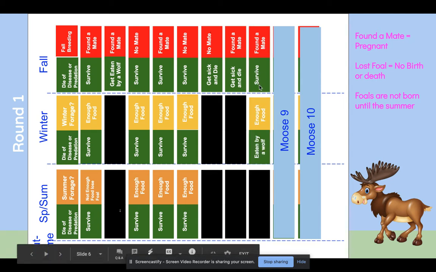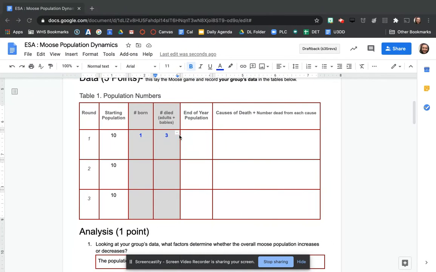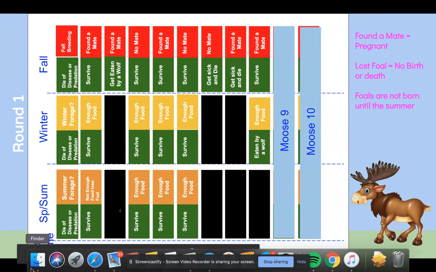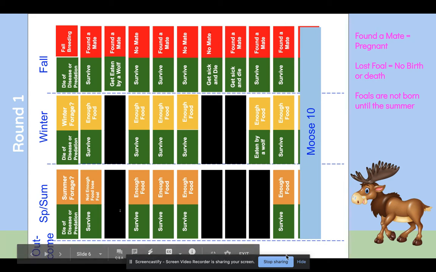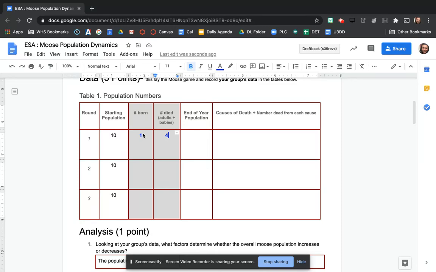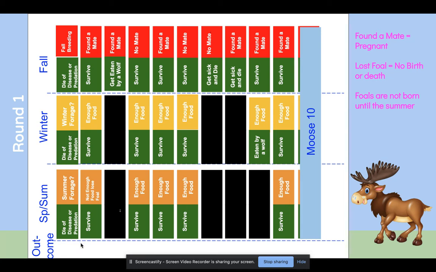Moose 8 found a mate, survived, had enough food, and then it got eaten by a wolf. Even though this moose would have been pregnant, she had not given birth yet, so this only counts as 1 death. Okay, moose 9 found a mate, she's pregnant, yay! Survived, had enough food, survived, enough food, survived, awesome. So that means we would have made it through the year and had a successful birth. So we're going to add 1 to the born category.